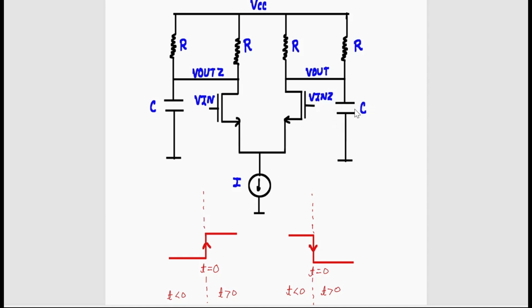So for t less than 0, the circuit has reached steady state. The capacitor will be fully charged, so it will be an open circuit, since the input is 0 for t less than 0. So this transistor is off. The whole current is steered through this transistor only, and the capacitor is open. So what will be the node voltage here? It will simply be VCC minus I into R equivalent.